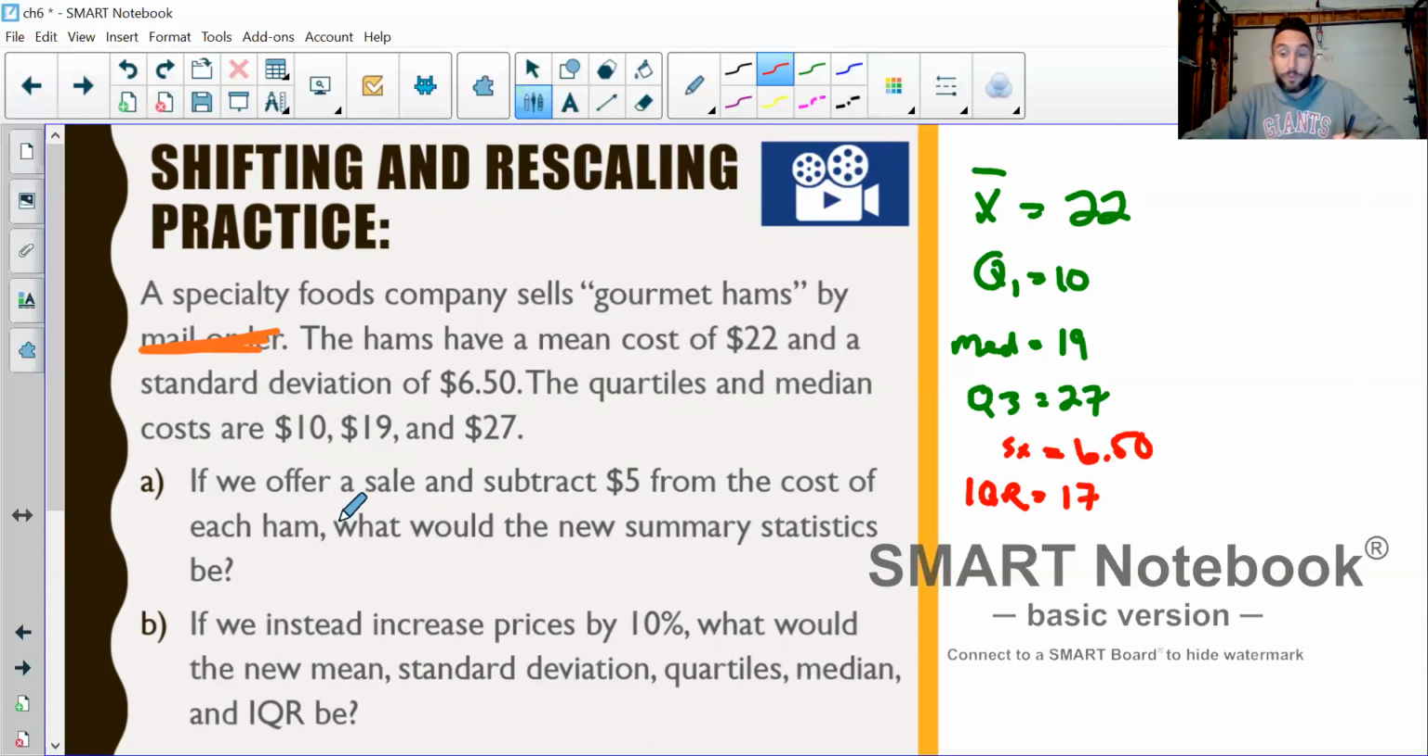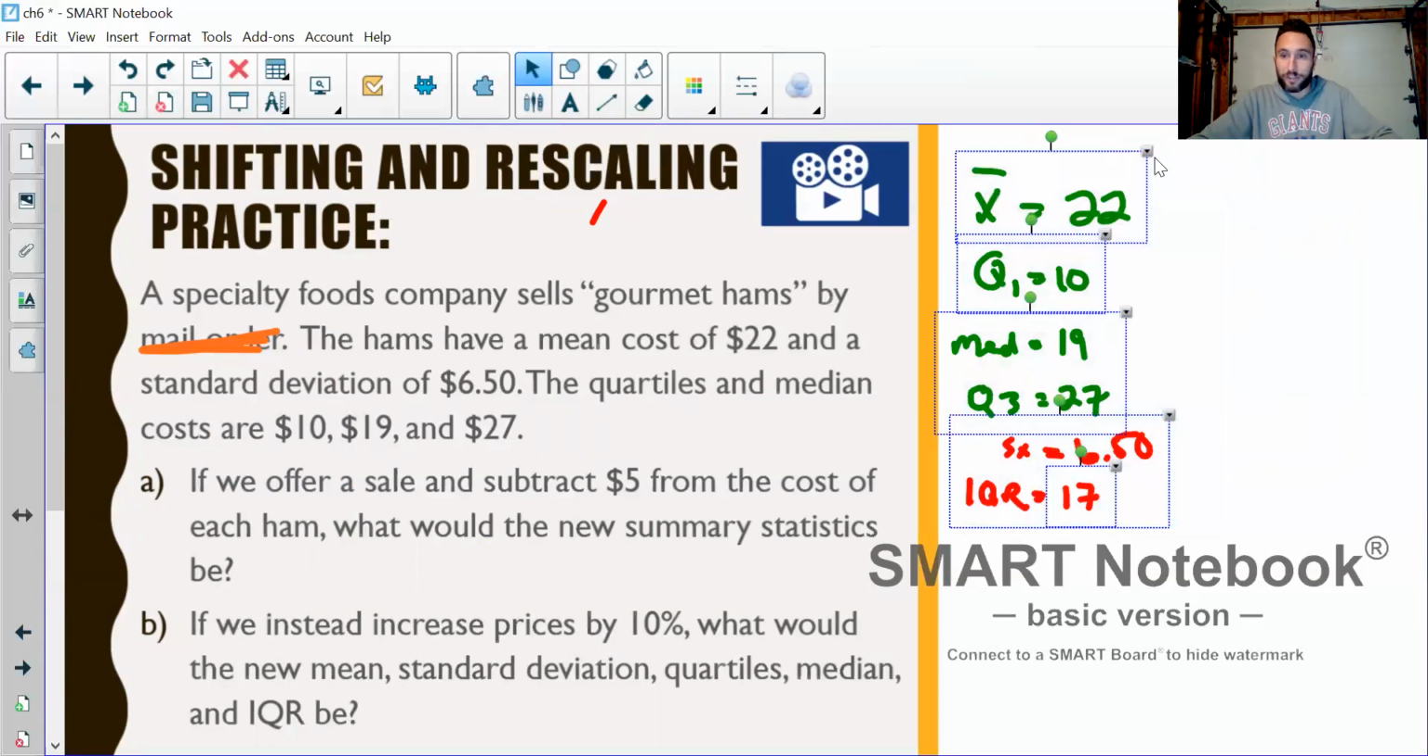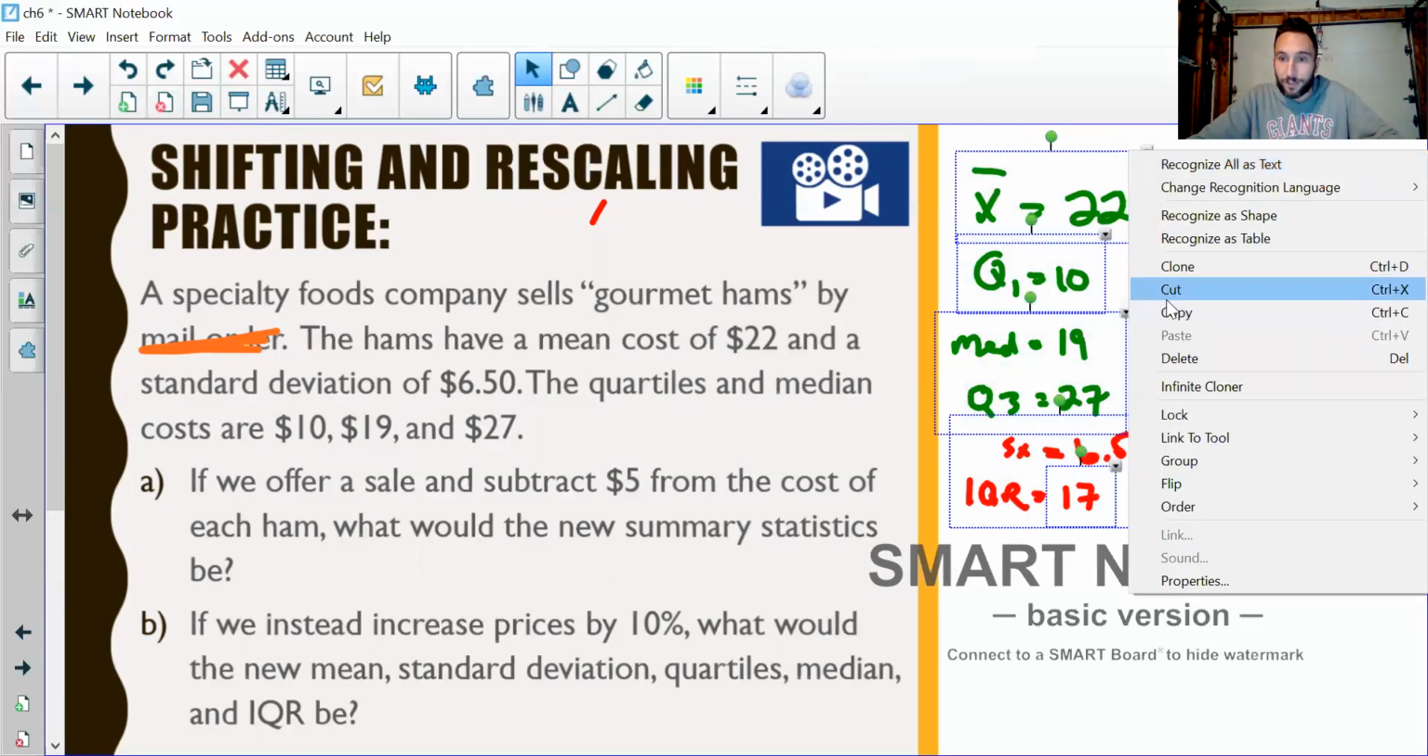So we've got 2 questions here. Part A, if we offer some kind of sale, we take $5 off the cost of each ham. What are our new summary stats going to be? We want to find the new values. After we subtract $5, what's going to happen to all those green numbers and red numbers? And then second, instead of a more realistic example, what if we cut prices? We're going to take off 10% from each. What are our new summary stats?